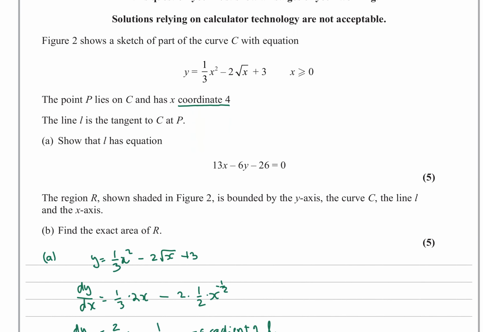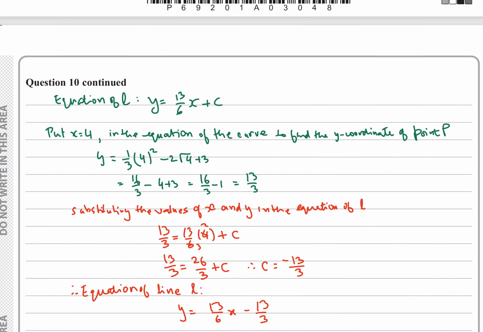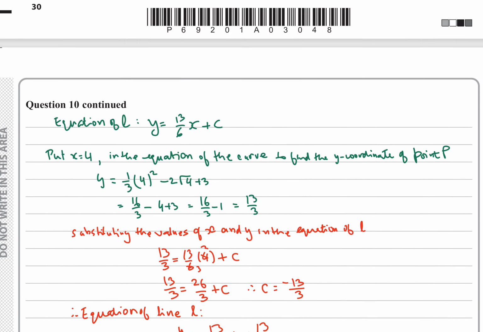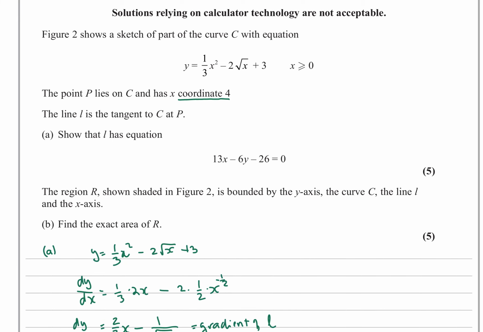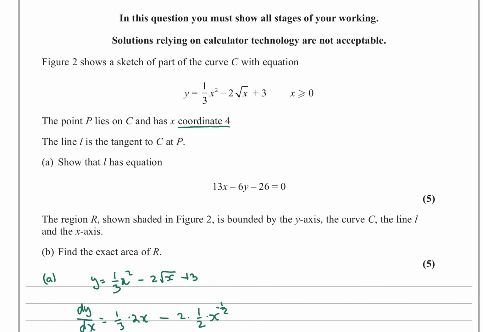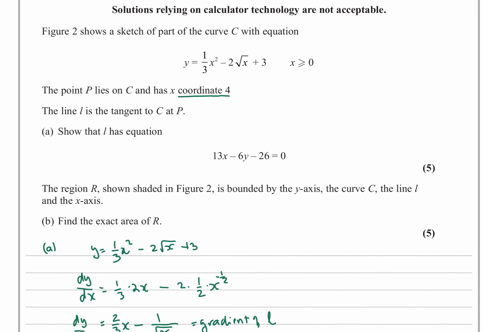13x minus 6y minus 26 is 0. 13x minus, yes, that's right. So we got our answer. So part A is done. Now moving on to the B part.